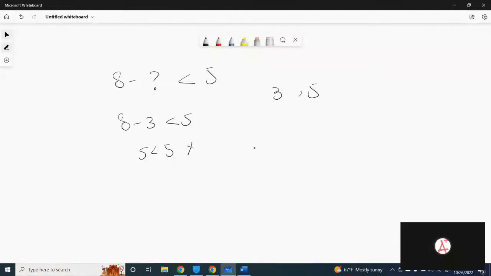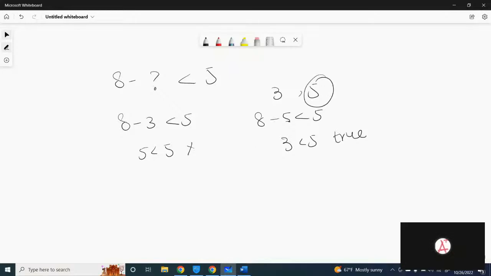Let's check the other one. Replace the missing number with 5. Got it? So 8 minus 5 is 3. 3 is less than 5. Is it true or false? It is true. Got it? That means the correct option is the second one, 5.